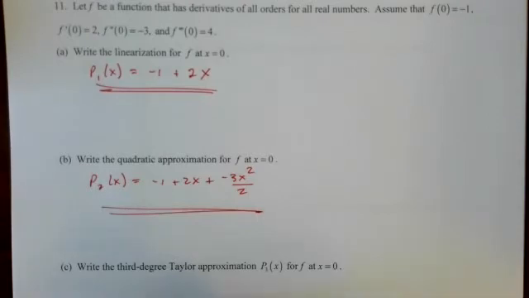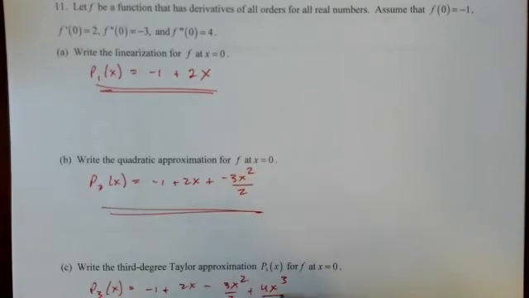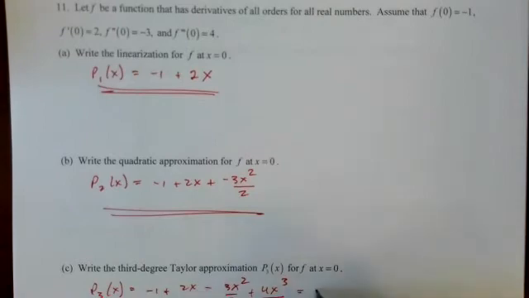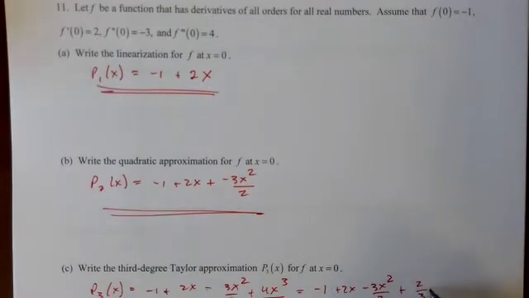Third degree Taylor polynomial: -1 plus 2x minus 3x squared over 2 plus 4x to the third over 3 factorial. You can be done right there, but you know me, I can't help myself. 2x minus 3x squared over 2 plus, one of the 2's will cancel, I'm left with 2/3 x to the third.